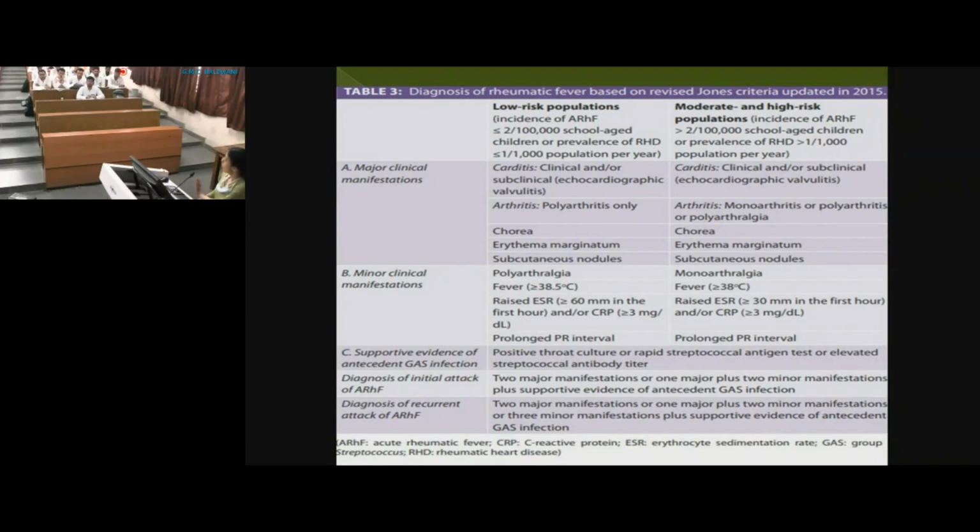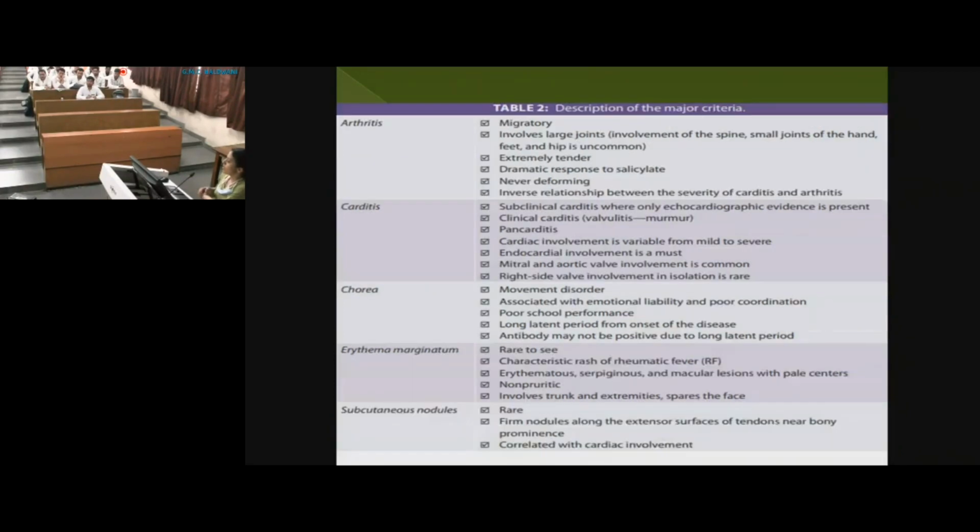And even in Korea, you may not find all the manifestations to be fulfilled. So what is the type of arthritis? I told you classically it's migratory. Migratory means, if a child comes to you with fever and joint pains, what will be your differentials? Your child comes to you with high-grade fever and joint pains of the knee joint. What would you think of? What is the first differential?